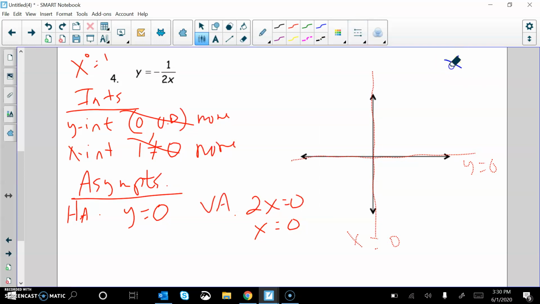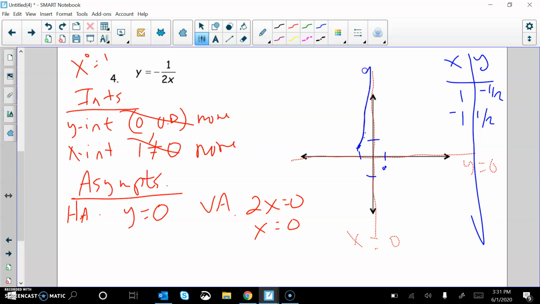I mean, we can make a table just to get some values. So let's plug in 1 and -1. I plug in 1, you get -1/2. Plug in -1, you get +1/2. So 1 and -1/2, -1 and +1/2. And you can pick more points and fill it in. It's going to approach the vertical asymptote in that direction. Then the other branch goes this way.